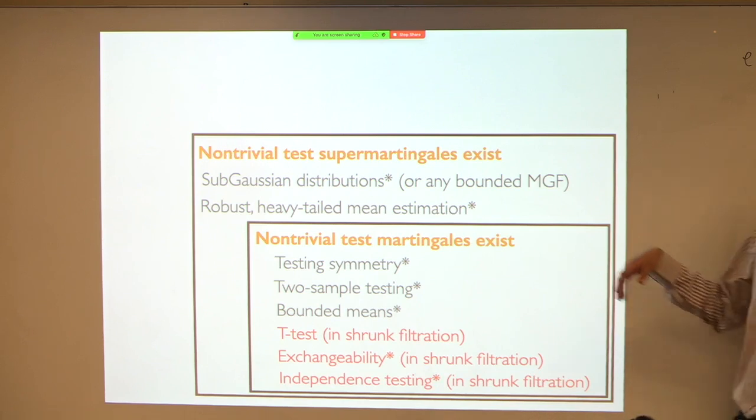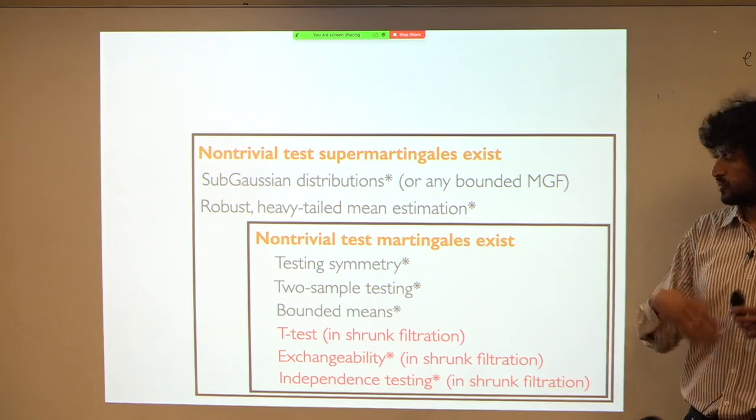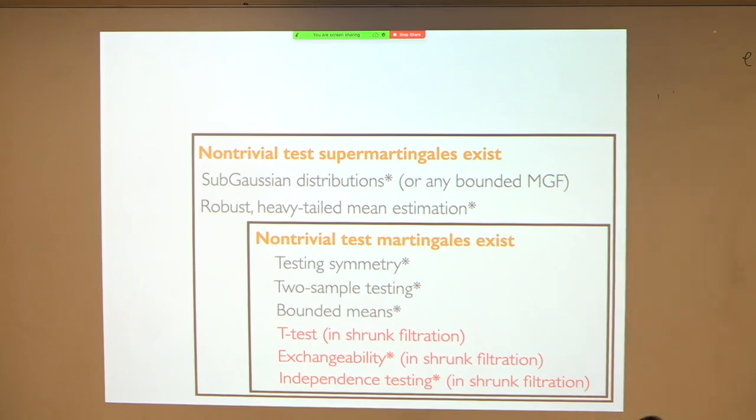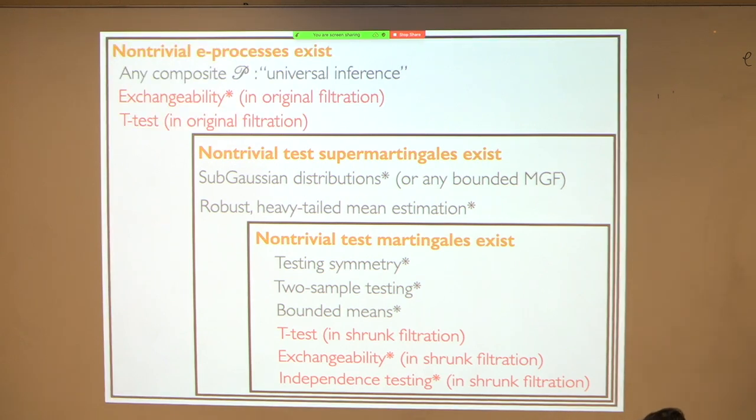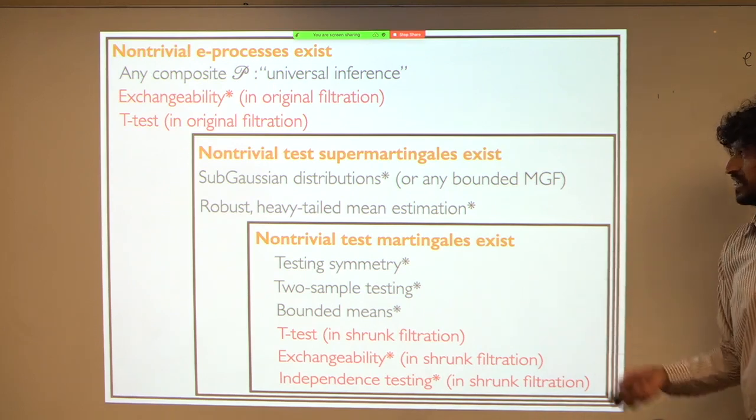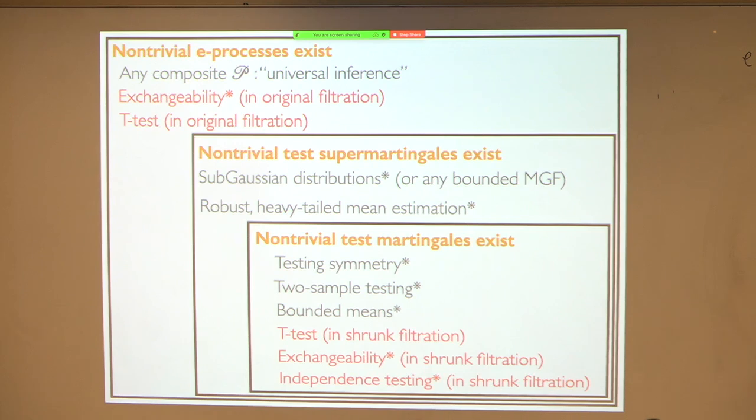We saw those. And then things like robust heavy-tailed mean estimation, you can prove that no martingale exists, but supermartingales exist. And then more generally, there are yet other problems for which you can prove that no test supermartingale exists, but e-processes exist. Any composite null for which likelihoods exist, you can do universal inference. If you have a t-test and you have the original filtration, you can define an e-process. If you're testing exchangeability in the original filtration, you can use e-processes. So there are some subtleties about the filtration, but essentially all testing problems can fit in this framework, and I've given you some subset of them that I've studied.